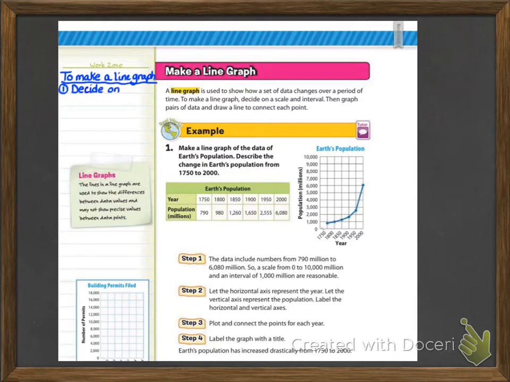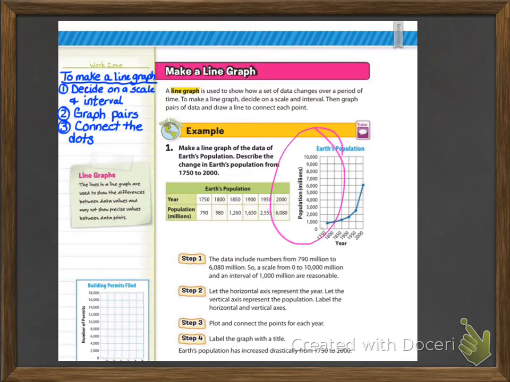To make a line graph, you need to decide on a scale and an interval. You're going to look at the numbers that you have to plot and graph on the coordinate plane. Remember, your scale and your intervals, you have to always start with 0, and you have to go up in even increments. If you look at this graph, the part that I circled, notice it started with 0 and then it goes up by thousands: 1,000, 2,000, 3,000, 4,000, and so forth.